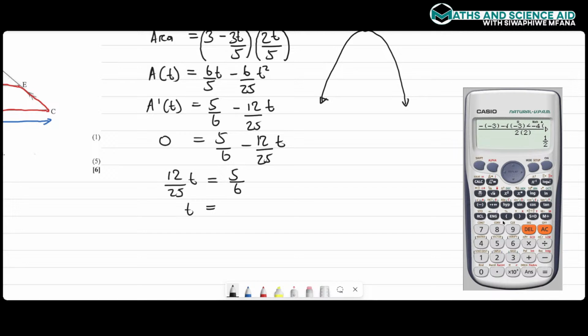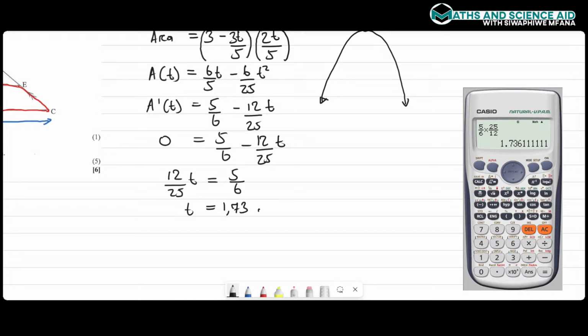So in your calculator, you can quickly do that as follows. This will be 6 over 5, and then you multiply by 25 over 12 on both sides of the equation. So this is what we are getting. It's 2.5.